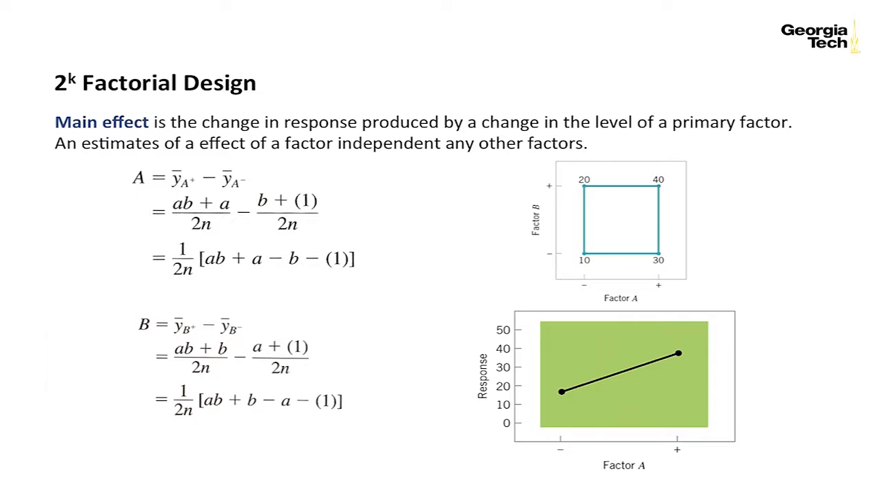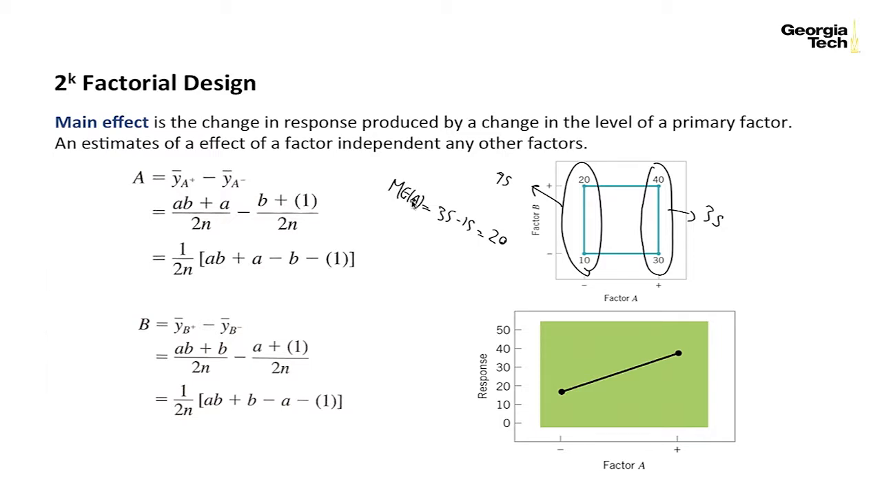Let's say we have this design: 30, 40, 20, and 10. If I want to calculate the main effect of A, what should I do? I take the average when A is at high level, because you know that this side is where A is at high level. This is 35. Take the average when A is at low level, which is 15. Then if I subtract them, 35 minus 15 would be 20. And this is the main effect of factor A.